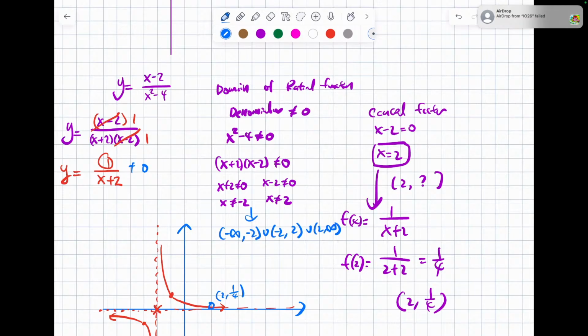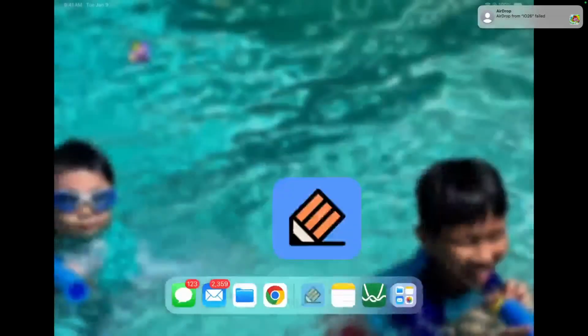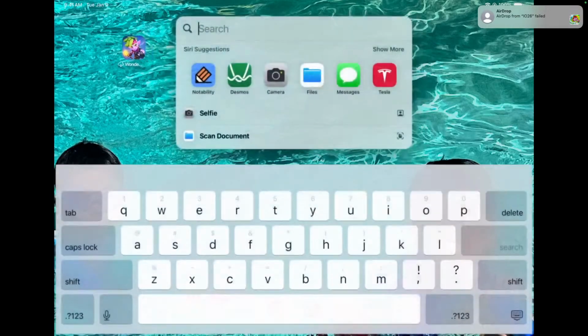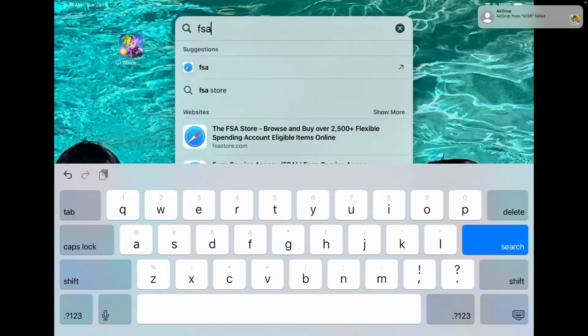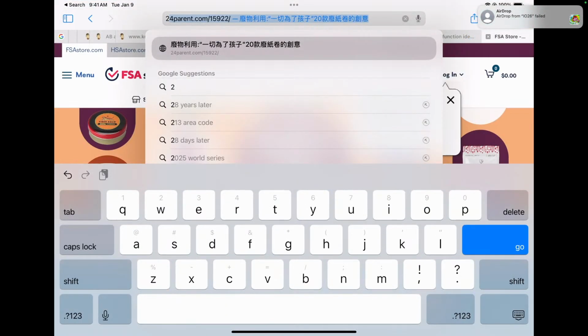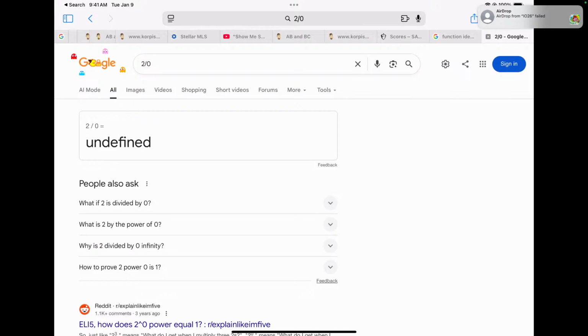2 and -2 are not able to be defined, because if I plug in 2 or -2, I'm gonna get a number over 0. A number over 0 is actually a really bad thing happening, because you cannot divide by 0. Use a calculator. You just type in Google, go to Google here, Safari, and type in 2 divided by 0, and we know 2 divided by 0 is going to be undefined. Any number over 0 is undefined.